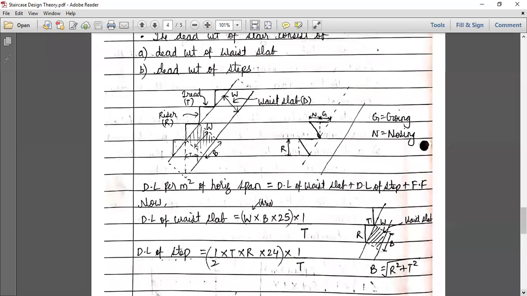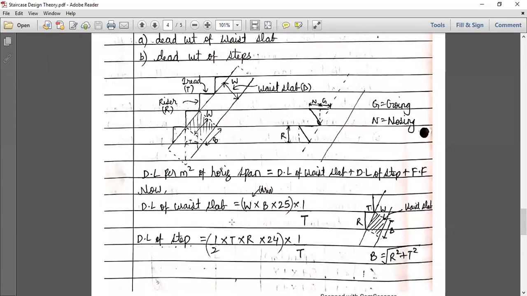So let us see how to find out the waist slab. So how will we find out the dead load of the waist slab? W into B into density per tread. Okay, so how did this come? See here, this is nothing but the area, W into B. Okay, we want to find the load per tread, so for that we have divided by the tread.